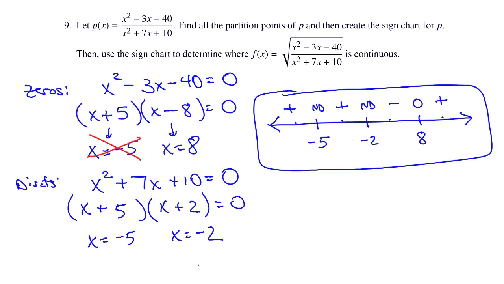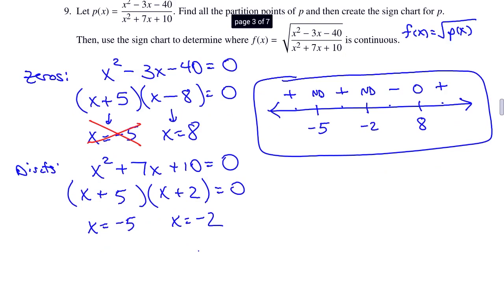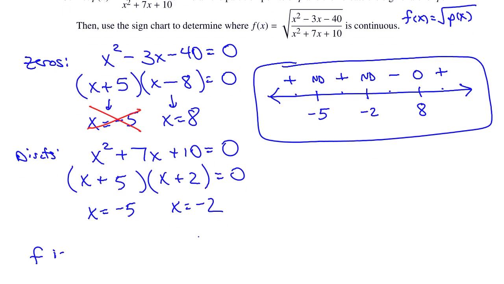Now next, we're going to use this information to find the intervals where f of x is continuous. Please note that f of x is equal to the square root of p of x. It's the same function underneath the square root. And per our discussion in class, a function that has a square root in it would be continuous where the inside function, in other words p of x, is positive or 0.